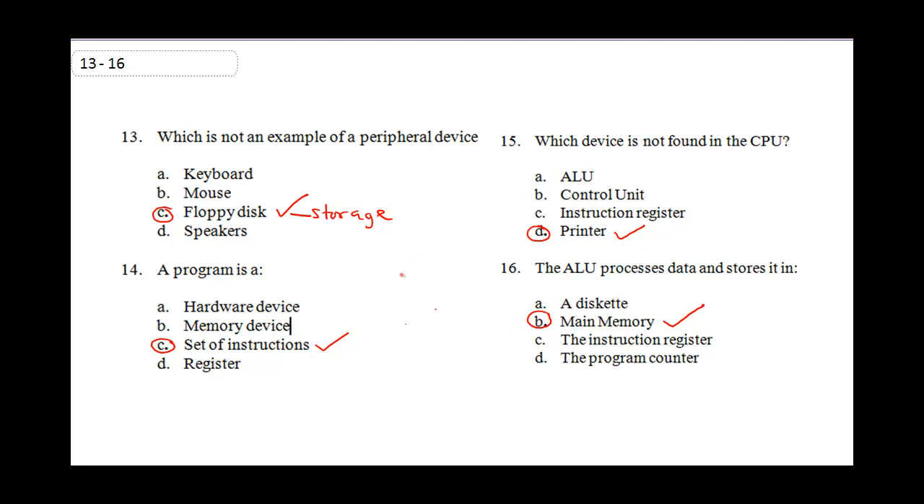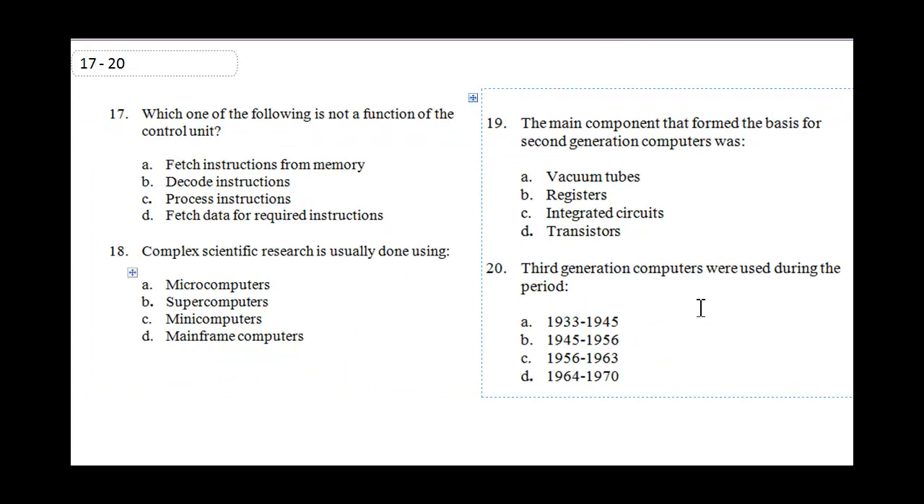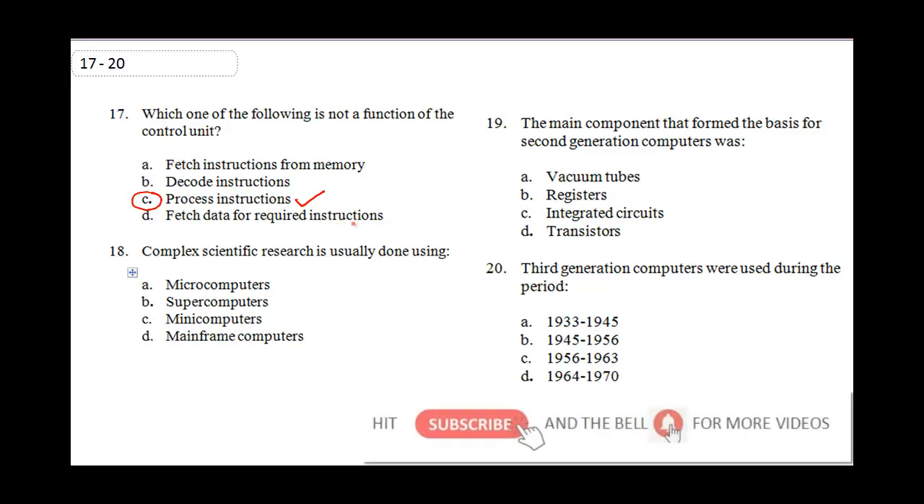Okay, so that'll take us to question 17. 17 says, which one of the following is not a function of the control unit? Now, we've answered this question before. The control unit, A, fetches instructions from memory, yes. B, decodes instructions, yes. C, processes instructions, no. What processes the instruction? It's the ALU. So C is not a function. Then D, fetches data for required instructions. Yes, it fetches the data.